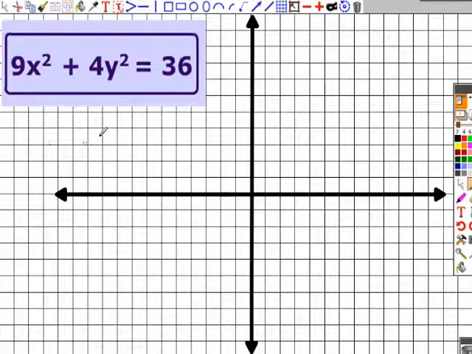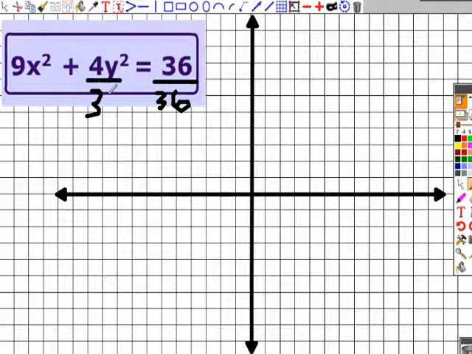Situation when this is not in standard form. So when this is not equal to 1, what do we do? What should I divide by to get this equal to 1? What we're going to do is always divide by whatever this equation is equal to. So this is equal to 36. We need to divide by 36 to get this equal to 1. And what you do to one side, you have to do to the other.